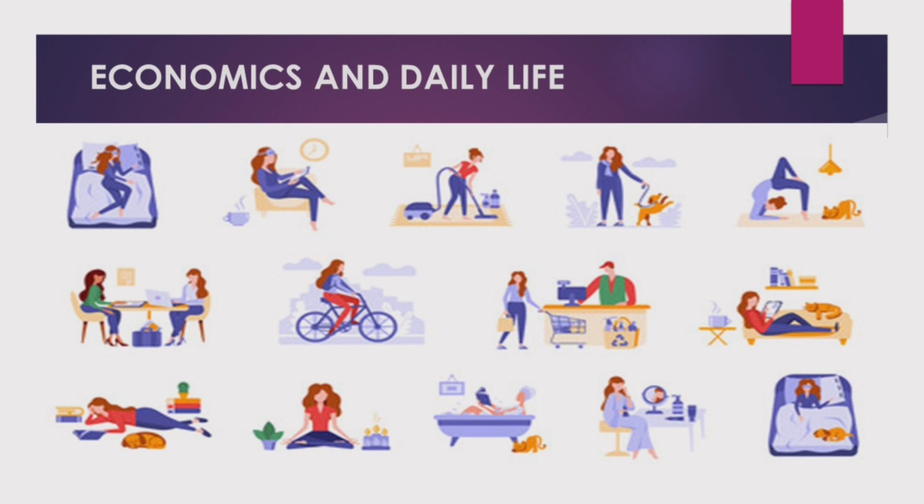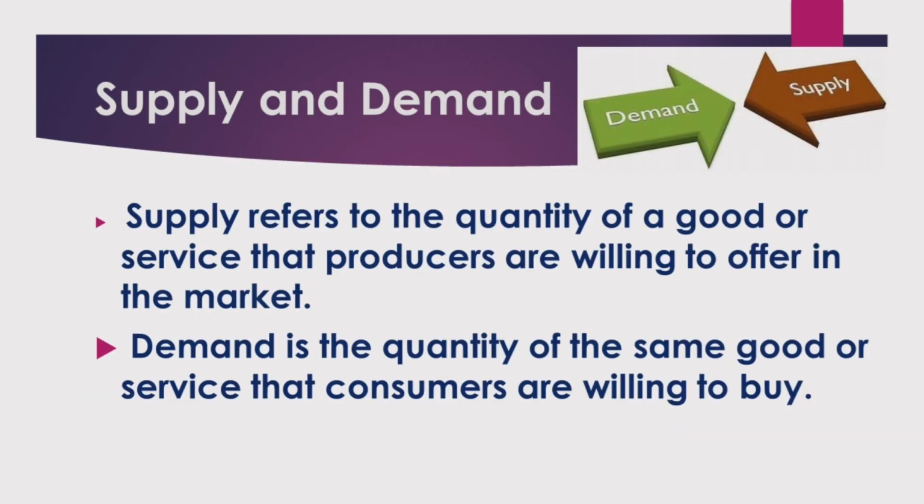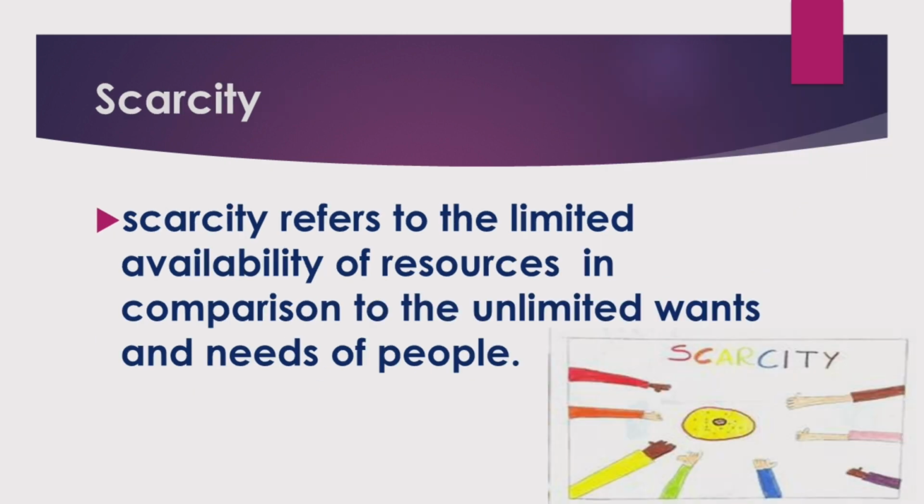If the demand for smartphones is high due to some new features or affordable prices, manufacturers will increase their supply to meet the demand. Conversely, if the demand decreases, suppliers may reduce production. That is, supply means the quantity of a good or service that producers are willing to offer in the market, whereas demand is the quantity of the same good or service that consumers are willing to buy.